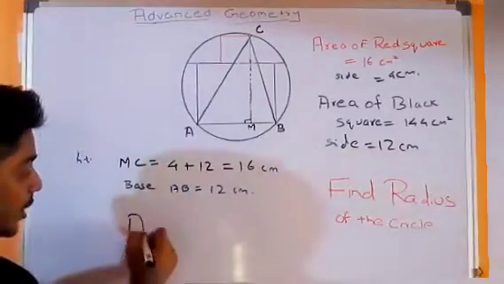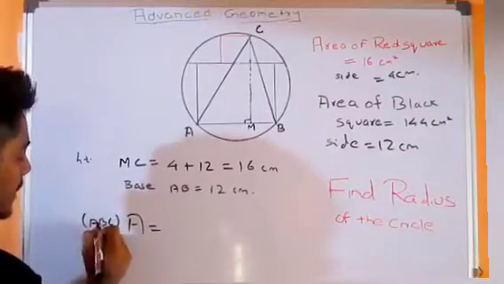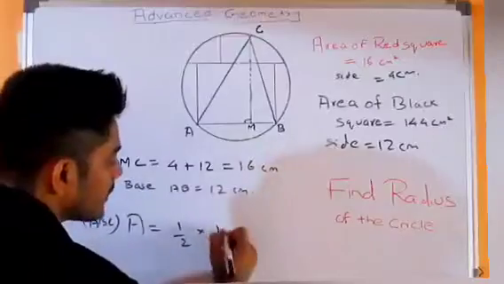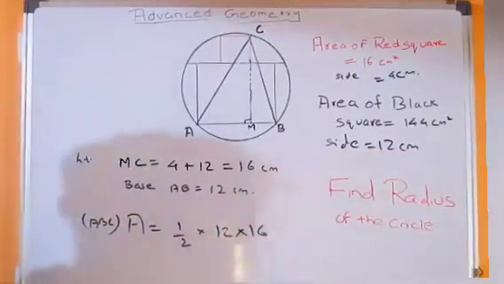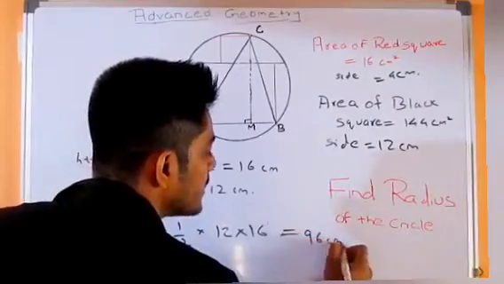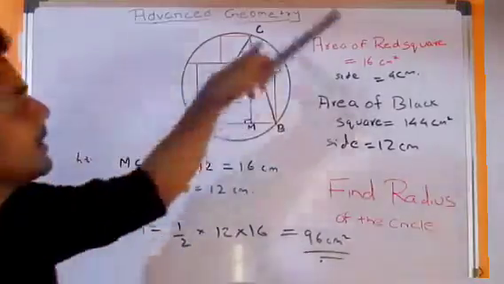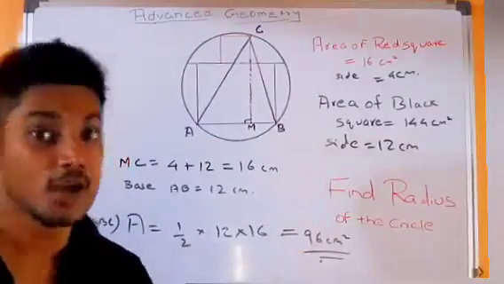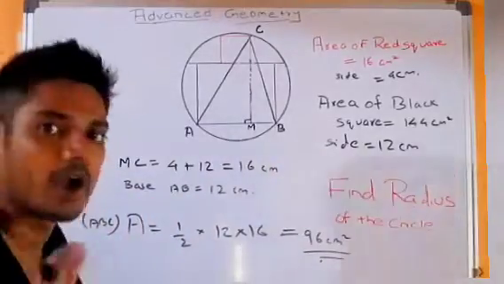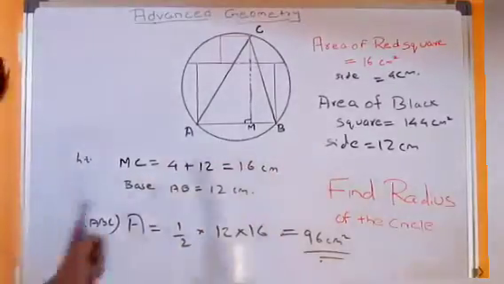Now we have to find the area of the triangle ABC, which is half into base, which is 12, into height, which is 16 centimeters. So what I get is 96 centimeters square. Note it: the area of the triangle ABC is 96 centimeters square. So I got the A part in that formula. Remember that formula? R is equal to ABC upon 4A. So I got the area of the triangle.